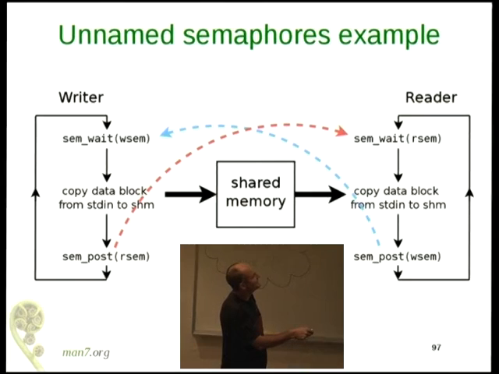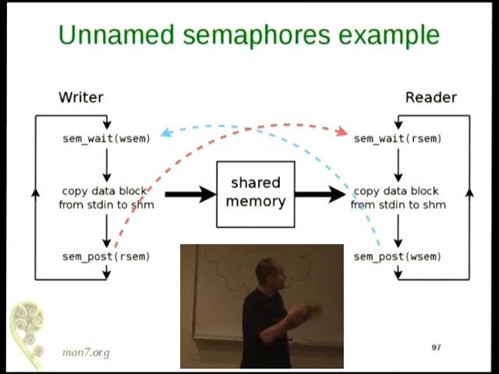Another typo. It should say copy the data block from shared memory to standard out. That'll be fixed as well. Okay, now you can. The point here is that you want your two processes to have synchronized access to the memory, so that this process here doesn't try and read at the same time as this process is trying to write. That's one thing you want to achieve.